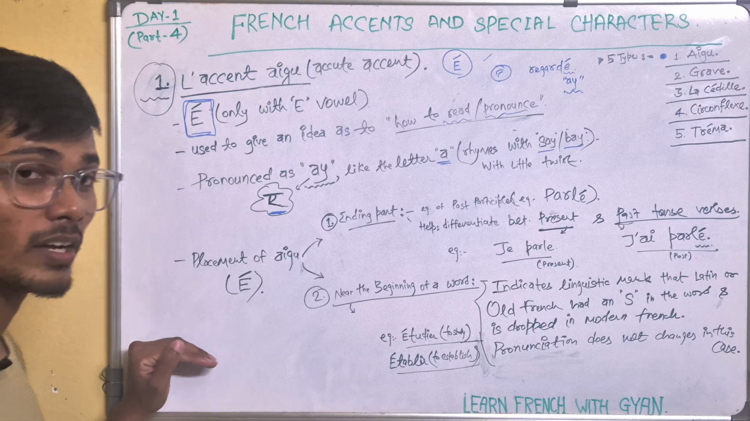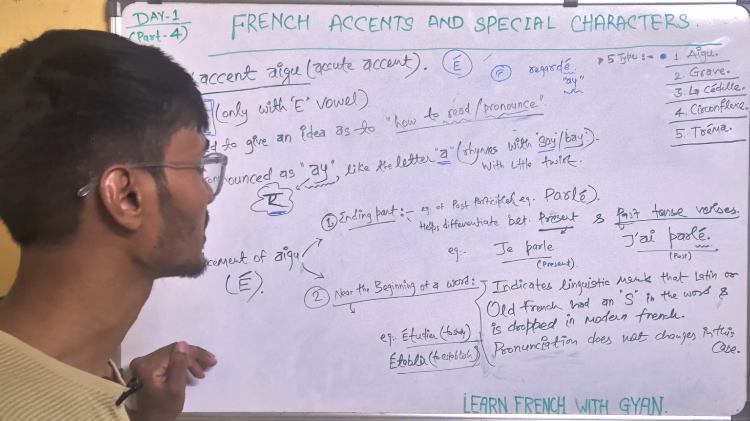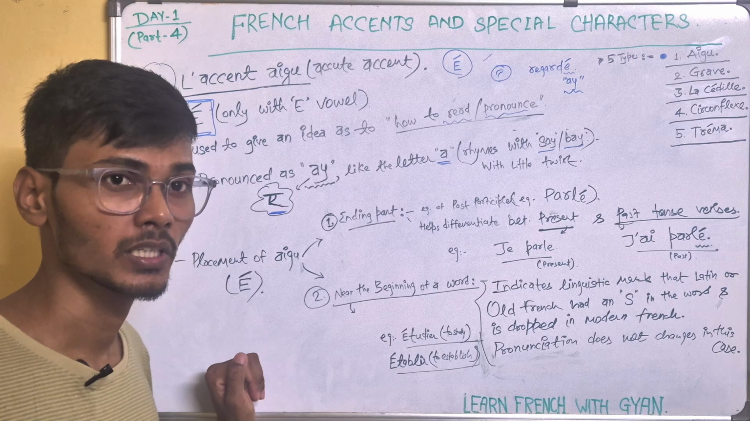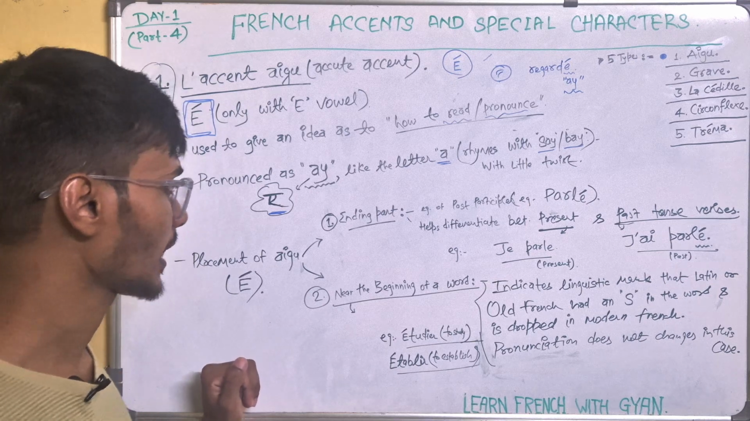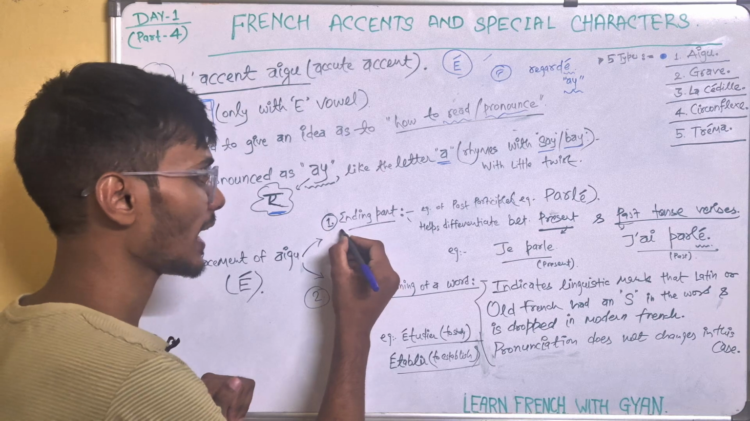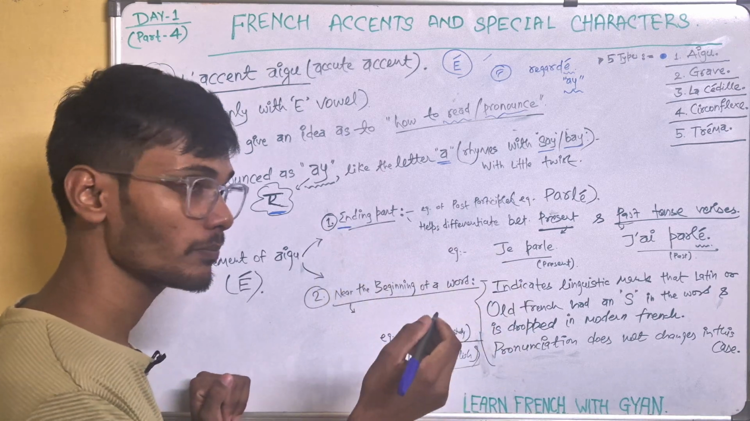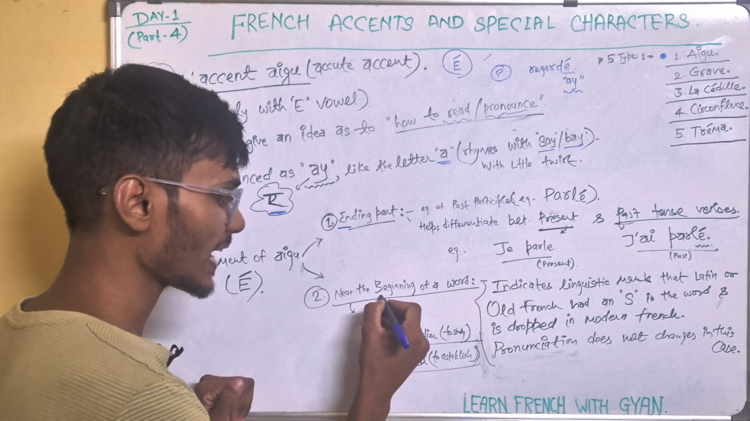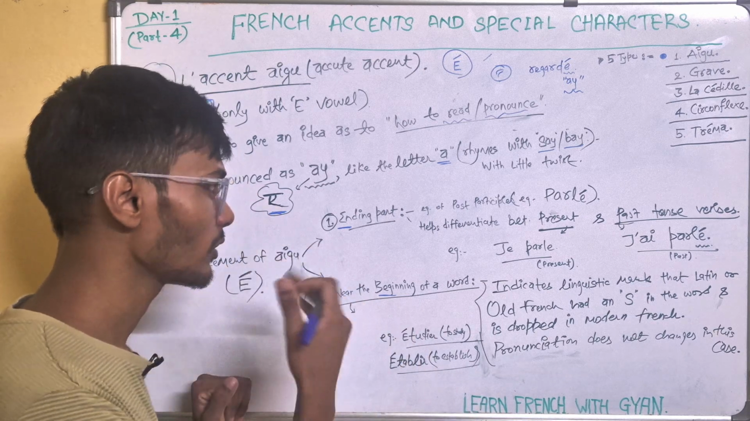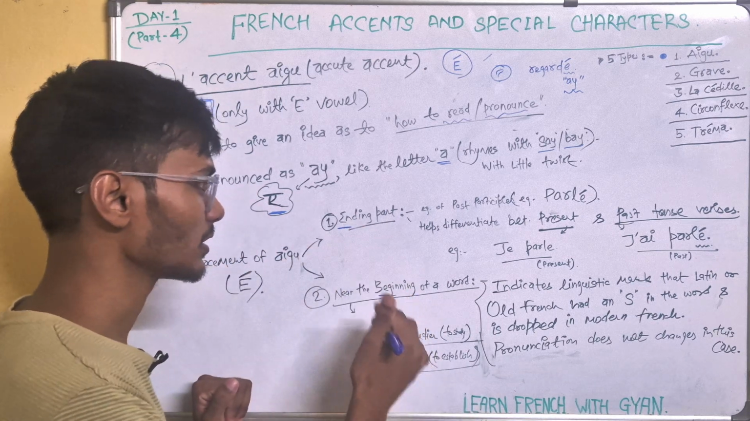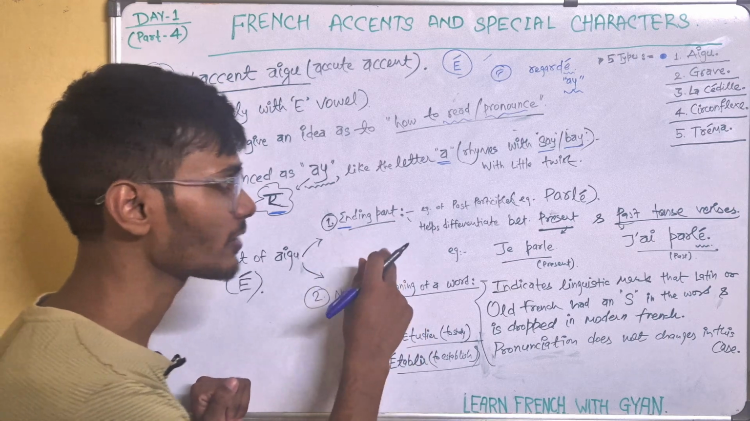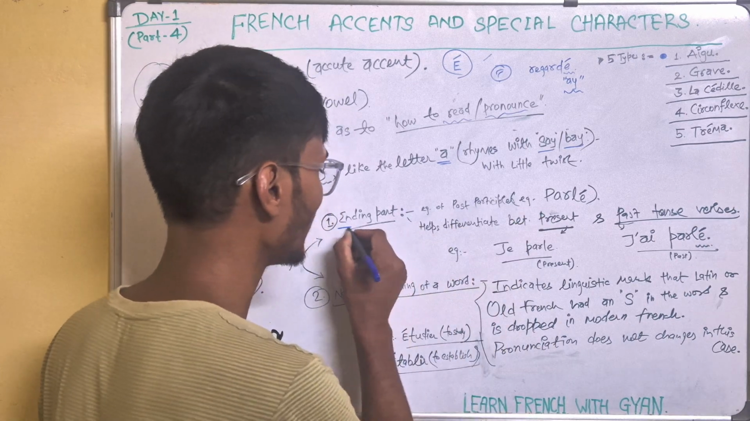So where does the placement of this accent happen? There are 2 ways to place these accents as per the grammar of the French language. Two ways of placement. The first one is at the end of the word, and the second one is at the beginning of the word. So these are the places, at the ending or at the beginning. Let's look at the ending part first.